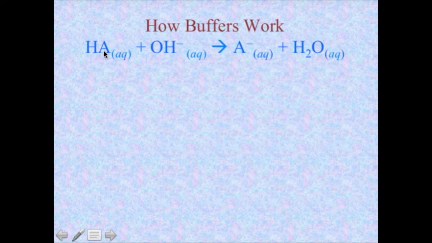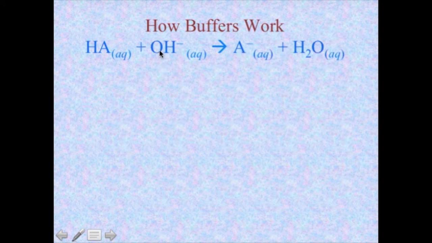So what happens is that, let's say you have a buffer made up of the weak acid HA and its conjugate base A-. And let's say you add some sodium hydroxide to this buffer. The first thing that happens is that the weak acid reacts with the hydroxide in a one-way reaction. This is not an equilibrium. This is a one-way reaction, neutralizing the hydroxide, converting it to water, and the conjugate base of the weak acid.